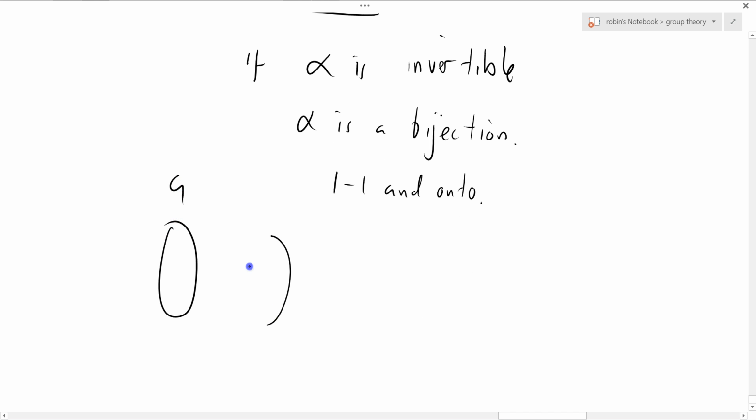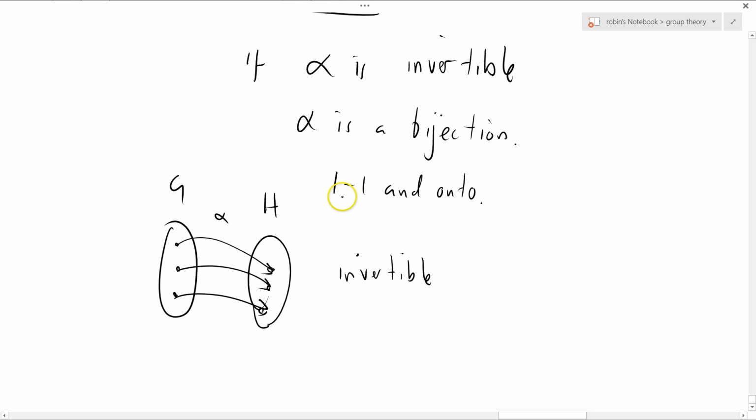If there's a set G and there's a set H and there's some elements in here, and alpha maps them from one to the other, if it's like that, then I can just draw the lines going backwards from all the elements of H back to their pre-image in G. So I can invert that because I can just follow the arrows left or right. So that's invertible, speaking rather loosely here.